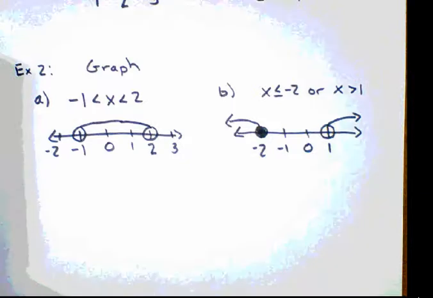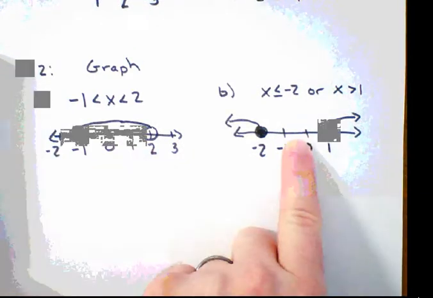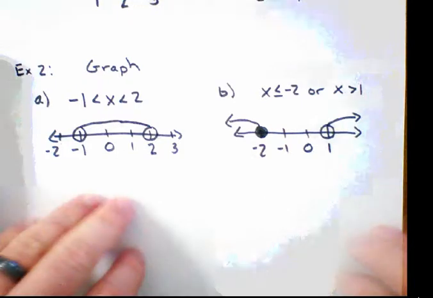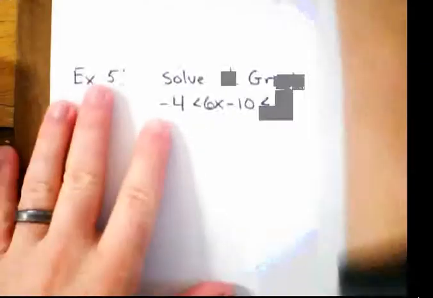Alright, so AND compounds look like this, OR compounds look like this. When we get to solving these, let's go to the next page here. We're going to be able to solve and graph. So I've got 3 examples here. We'll try to go through them a little quick because we can't have the videos too long.